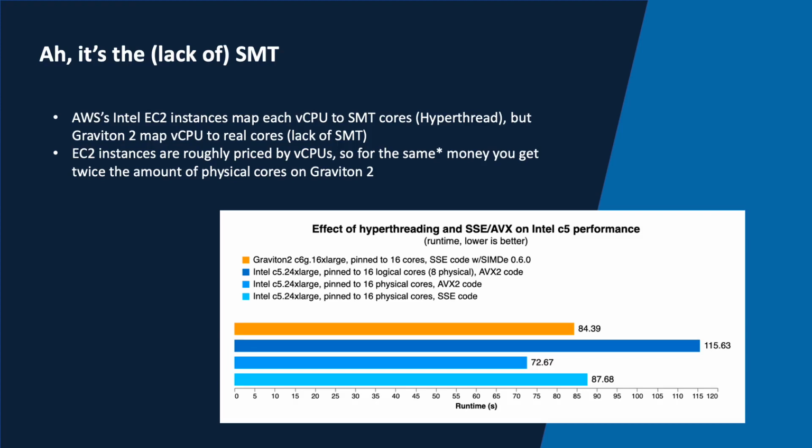But the fact that AWS is selling physical cores, whereas for Intel, they're selling SMT cores, that is a big factor, I think, in all of this. And of course, you can see if I pin it to logical cores again, the runtime goes back to losing out to Graviton2 by about 30%.